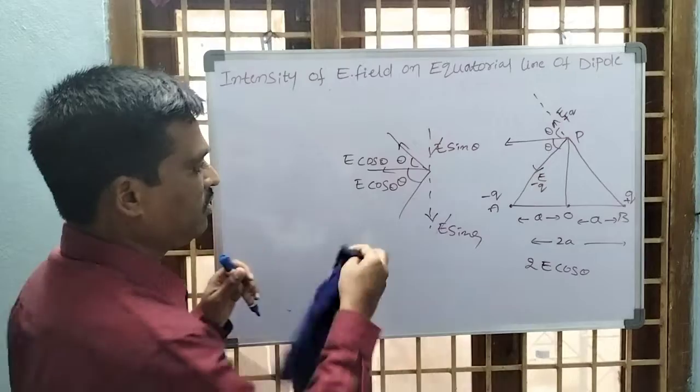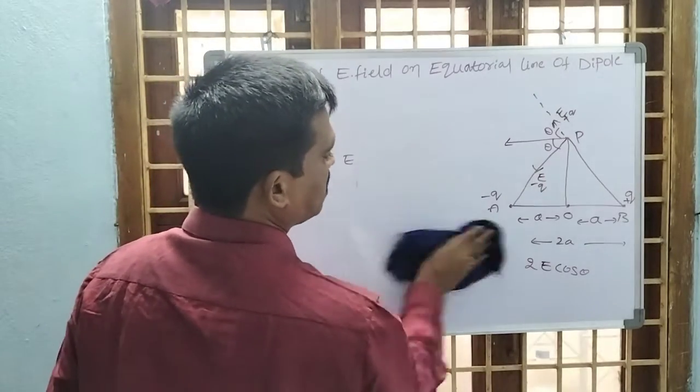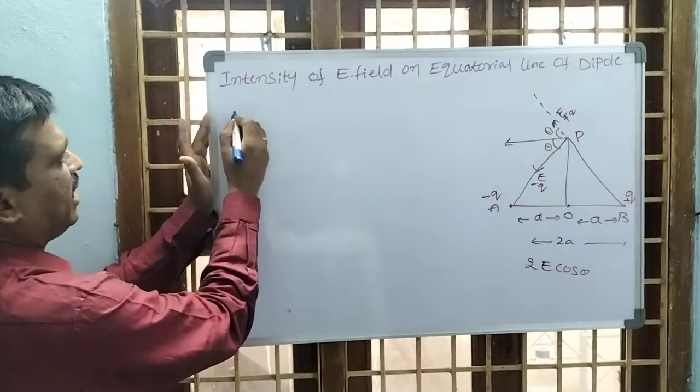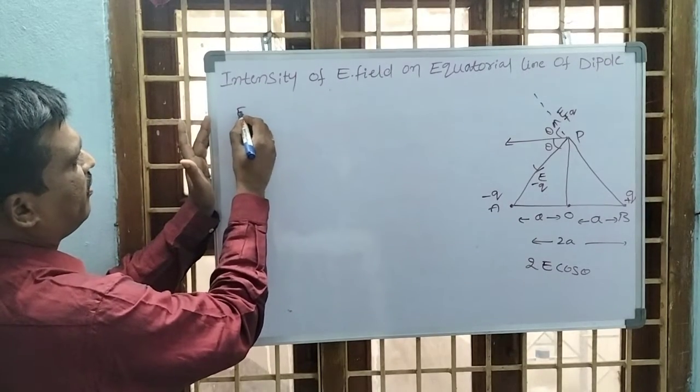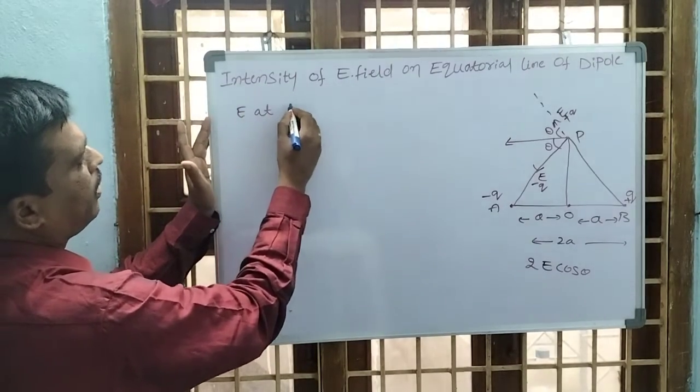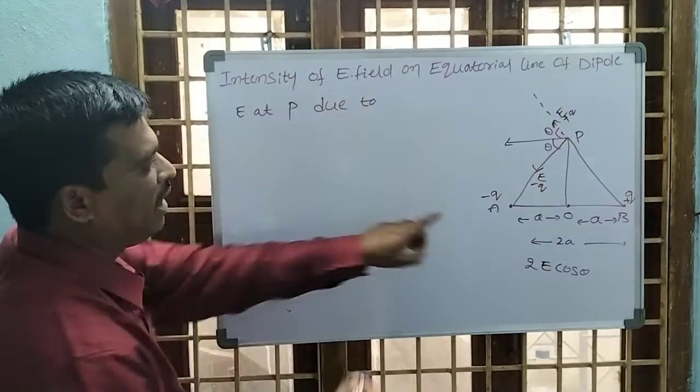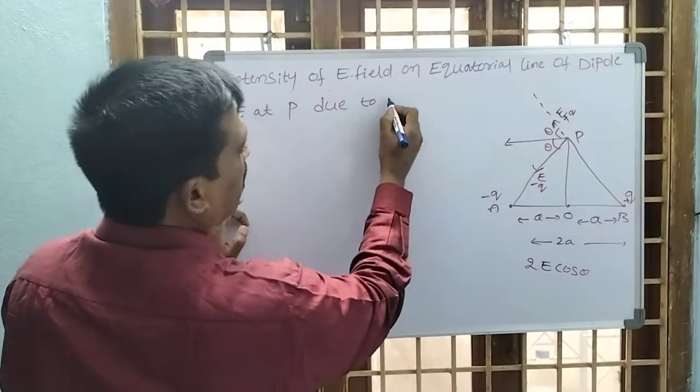Now see here, first see what I am doing. The intensity of electric field at P due to the negative charge.